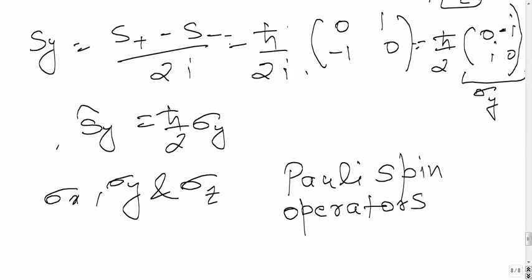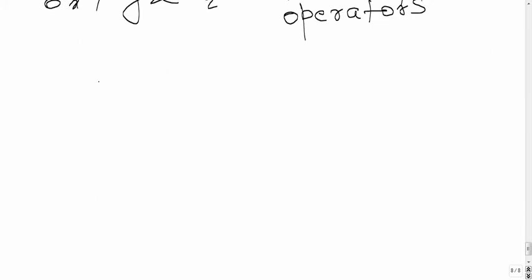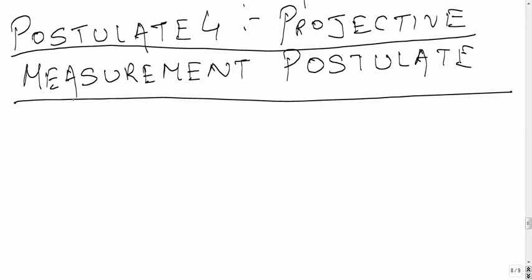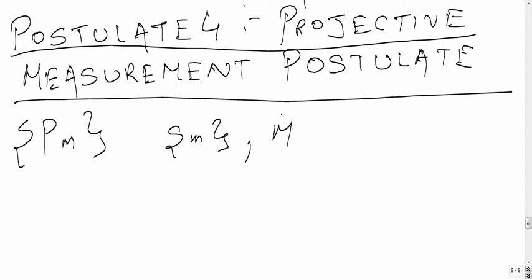Now time has come to introduce the next postulate of quantum mechanics, which is postulate 4, and it is called the projective measurement postulate. The statement of this postulate is: if the quantum measurement is described by a collection of projection operators, like this, and the set of indices m represents the set of outcomes of some observable or dynamical variable M and its corresponding Hermitian operator M hat.